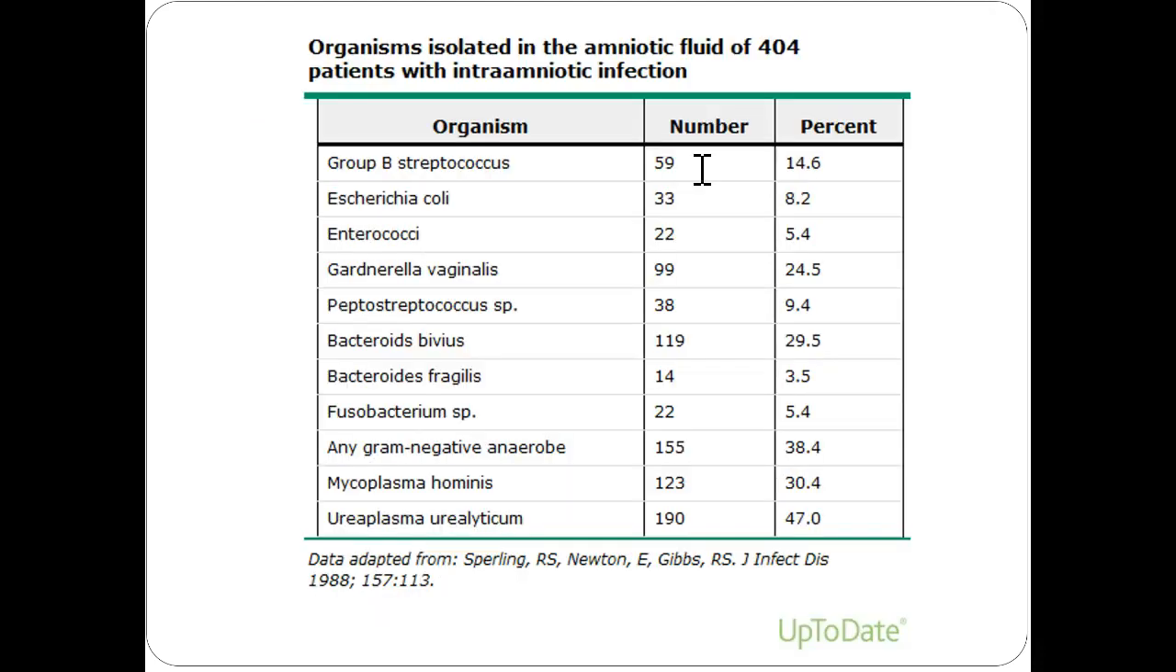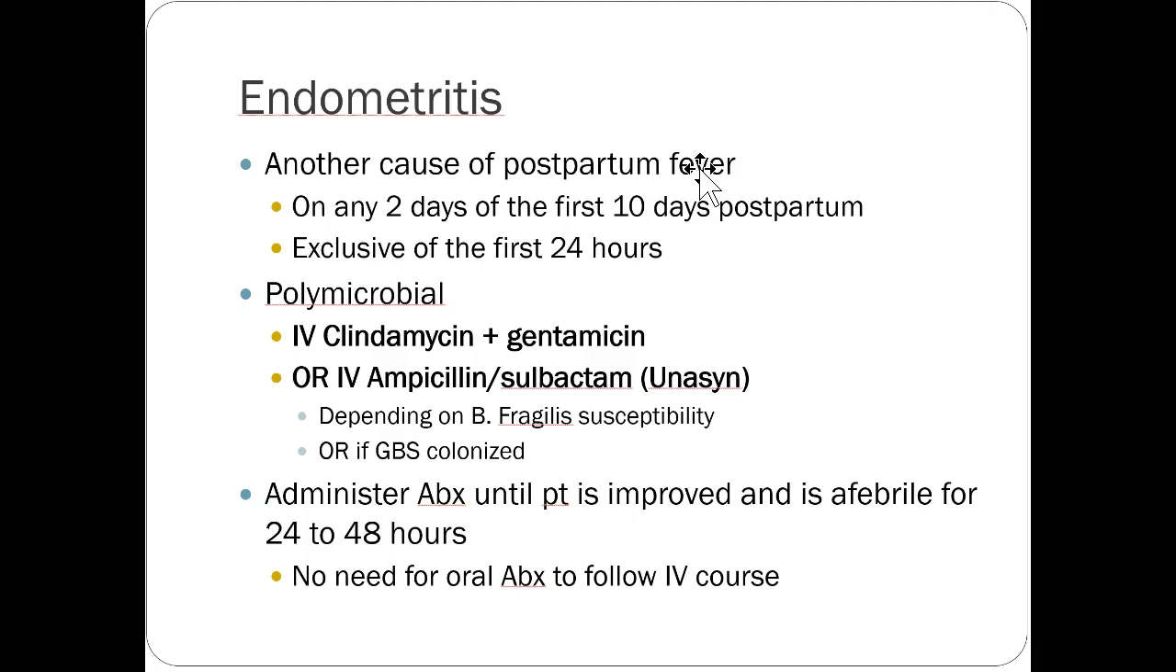And again, this just points out your organisms associated with amniotic fluid. There's a lot of different things you can see. And again, polymicrobial, so when you're approaching this, you would treat it pretty broad spectrum. Group B strep, E. coli, common things, but enterococcus, and there's a lot of other kind of odd things as well.